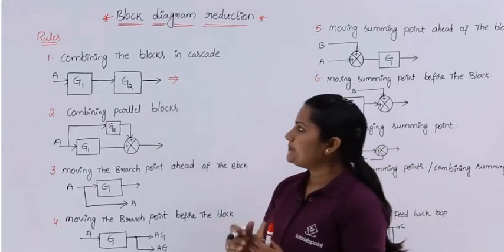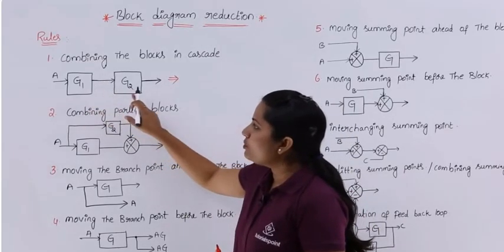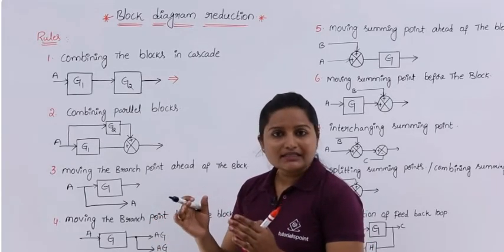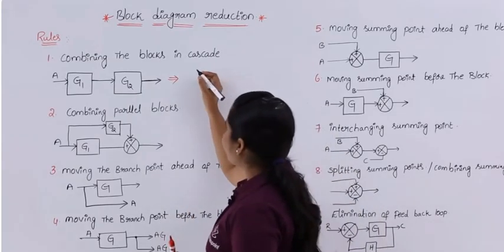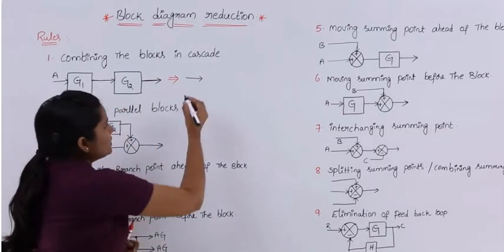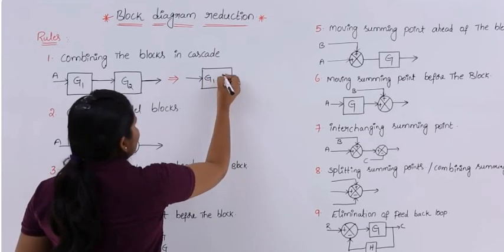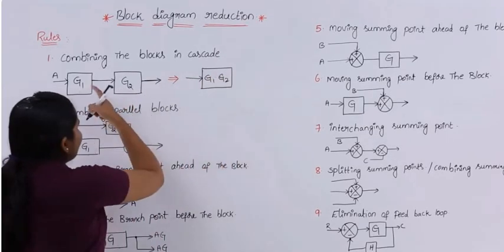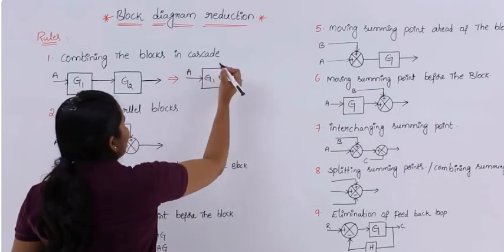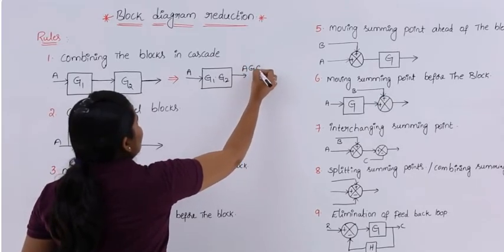This is the first rule: combining blocks in cascade. When you see two blocks in series in a block diagram, there is no need to consider them as individual blocks. You can combine them like this: G1 into G2. You multiply the gain of each block and make a single block. With input A, the output is A into G1 into G2.